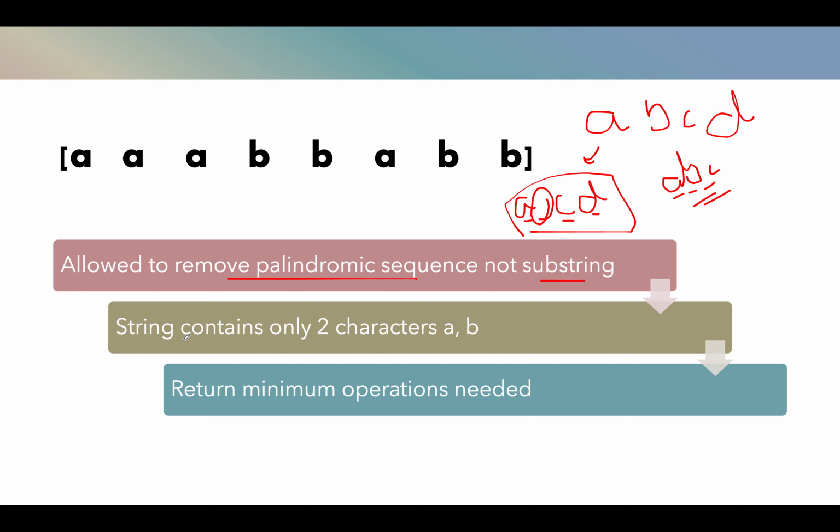So let's talk about the second rule that was there. The string only contains two types of characters, A and B. And what we need to return is the minimum number of operations that are needed so that the string turns out to be empty.